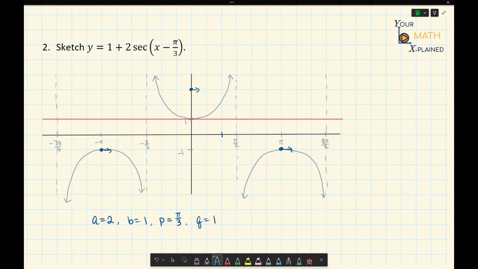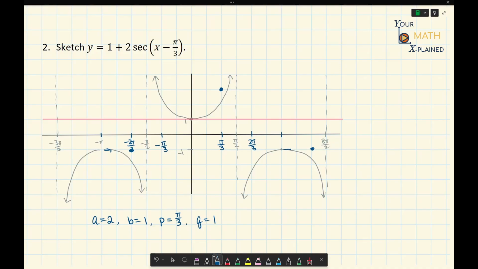So all of them are going to be moving over to the right by pi over 3 units. And pi over 3 on our graph is right over here. So this is pi over 3, this is 2 pi over 3, and then this is pi. So this here would be negative pi over 3, negative 2 pi over 3, and then negative pi. So we're going to take those 3 blue dots and move them pi over 3 units to the right. So that means they're going to be here, here, and over here.